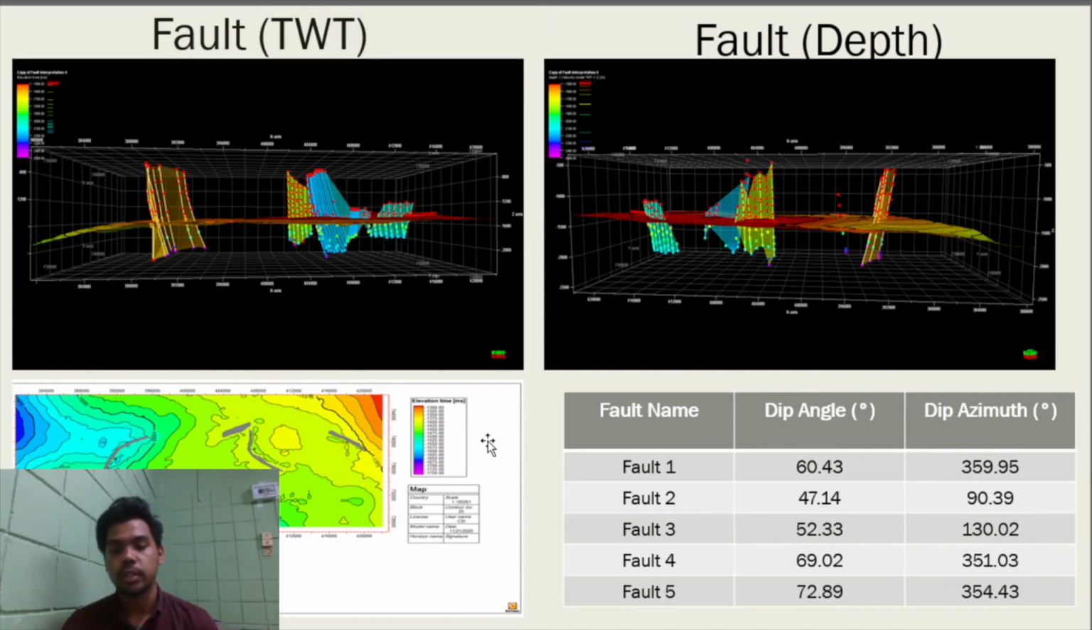From our observation, we conclude that fault 1 has a dipping angle of 60.43 degrees, dipping azimuth of 359.94 degrees. Fault 2 has a dipping angle of 47.14 degrees, a dipping azimuth of 90.39 degrees. Fault 3 has a dip angle of 52.33 degrees, and dipping azimuth of 130.02 degrees. Fault 4 has a 69.02 degrees dipping angle and 351.03 degrees azimuth. Fault 5 has a dipping angle of 72.89 degrees and a dipping azimuth of 354.43 degrees.